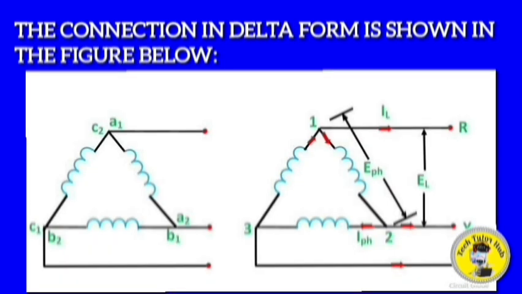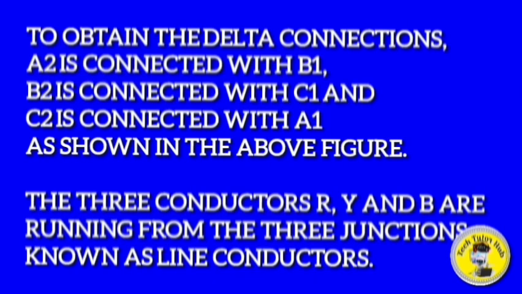This is a delta connection system. To obtain a delta connection, A2 is connected with B1, B2 is connected with C1, and C2 is connected with A1, as shown in the above figure. The three conductors R, Y, and B running from the three junctions are known as line conductors.